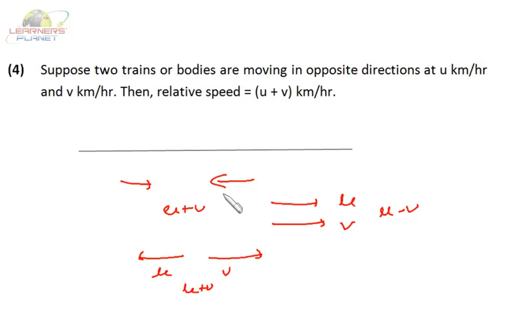So if they are approaching towards each other, the relative speed will be the addition of their speeds. If they are moving apart from each other, still the relative speed will be the addition of their speeds. And if they are going in the same direction, their relative speed will be the difference between their speeds. So once again, no need to mug up any sort of formula in this case. Just try to go logically.